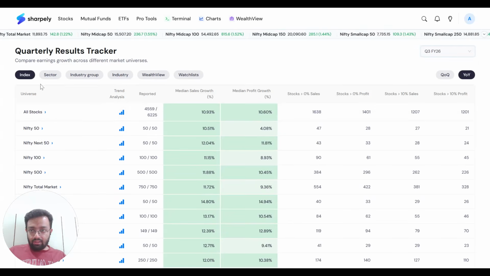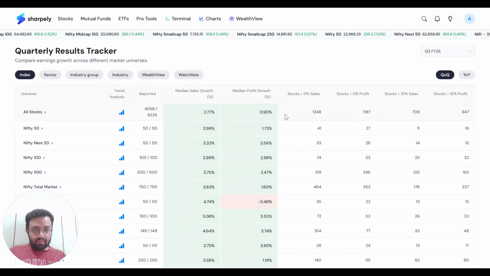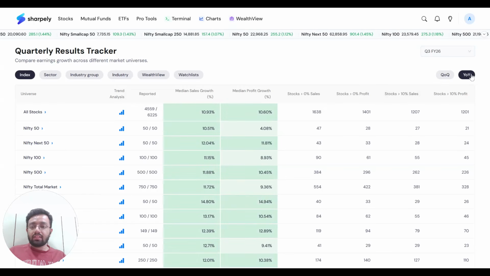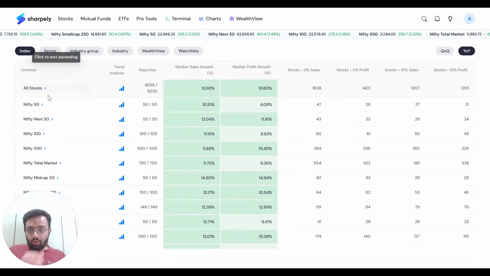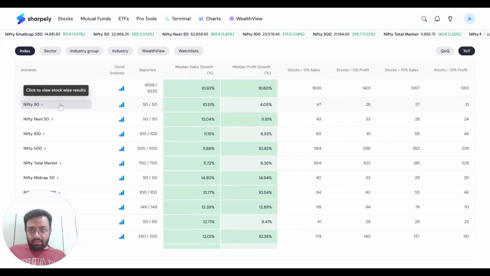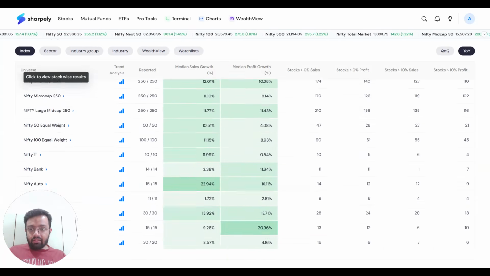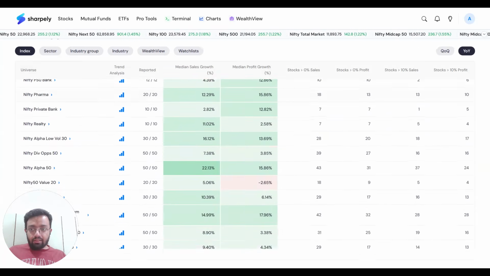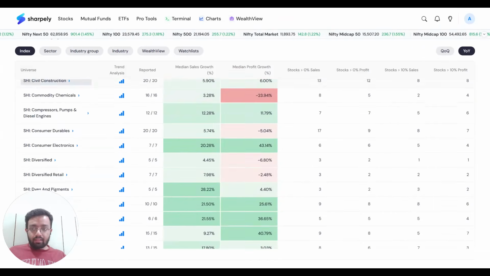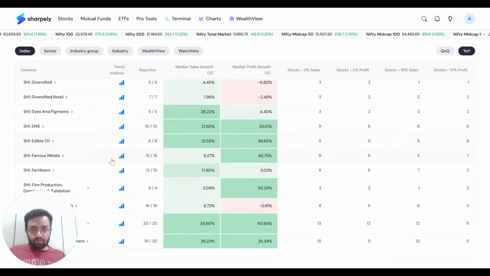So as you can see, the first option here you have is select the QOQ or YOY comparison. If I move to QOQ, then numbers will change accordingly, right? But most of us use YOY comparison, that's why I'll be keeping it to YOY. And then you have all stocks, then broader market indices, then sectoral indices, then smart beta indices, and then custom indices that we have made on Sharply.